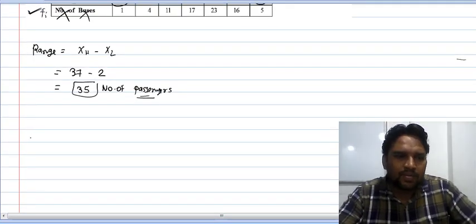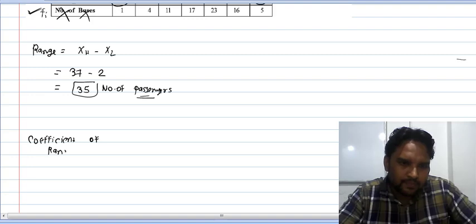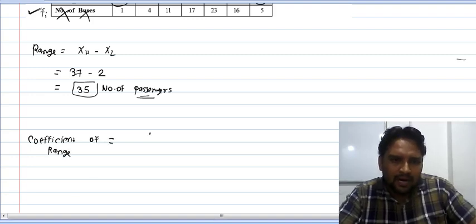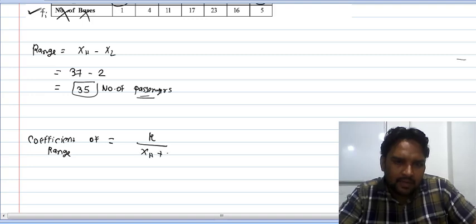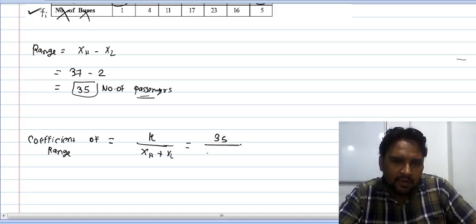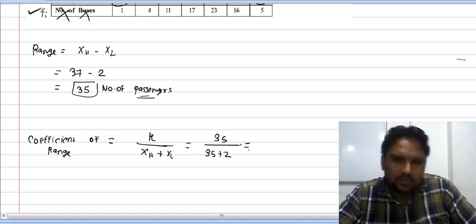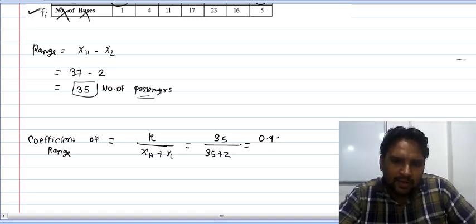Now coefficient of range. The formula is R upon XH plus XL. So what is R here? 35. And XH plus XL, that means 35 plus 2. So do 35 upon 37. So you will get 0.95.